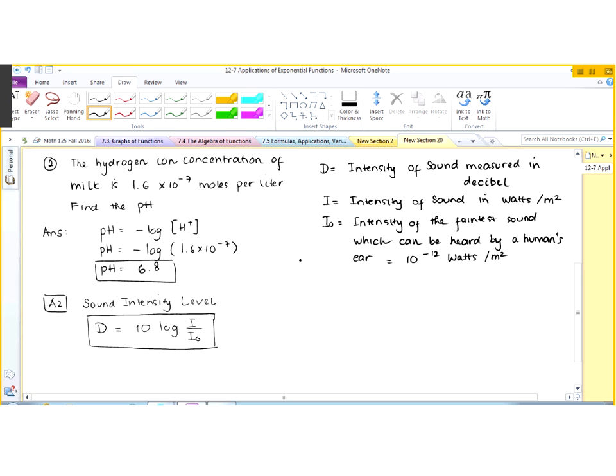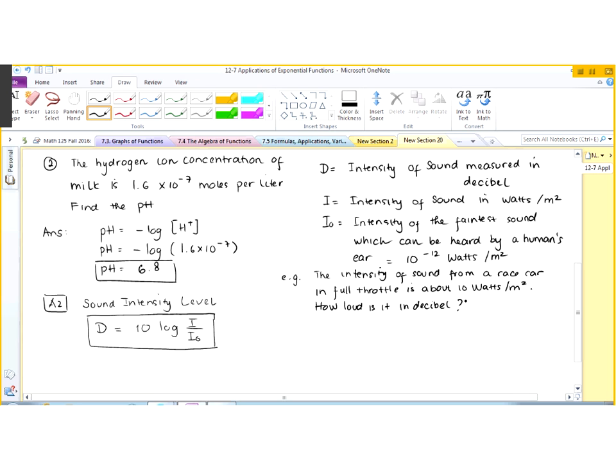So, you know, a race car is really loud, right? For example, the intensity of sound from a race car in full throttle, so when they're vroom, is about 10 watts per meter squared. How loud is it in decibel?